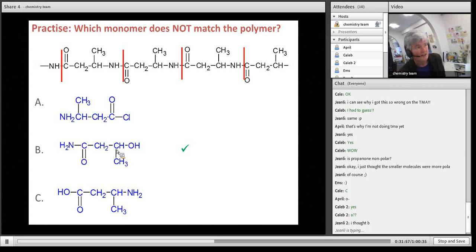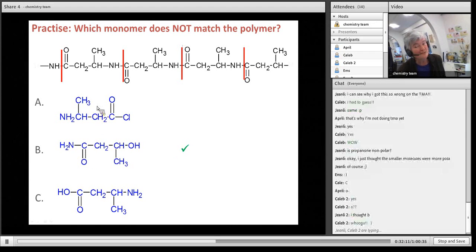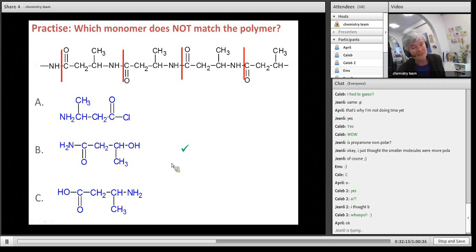Oh, sorry. Remember, we're going the opposite. Remember, this one does not match the polymer. That was the question. So yes, A could be used to make the polymer. B is one that does not match it. Does that make sense? Yes. I fell into the same trap, Caleb. Okay, so well done, John Lee. You're the only one that read the question.